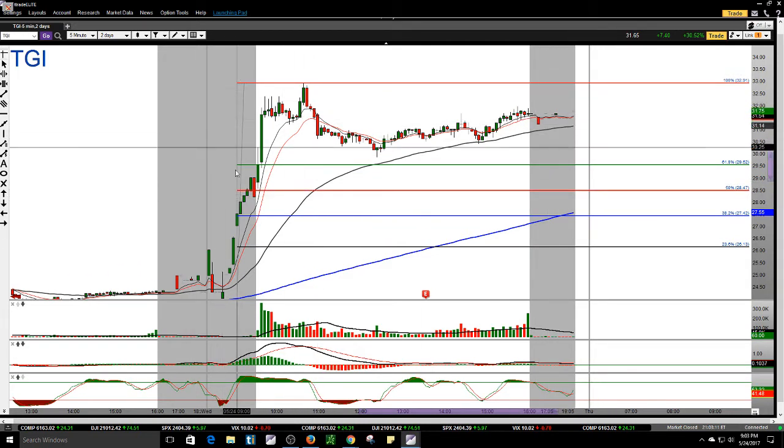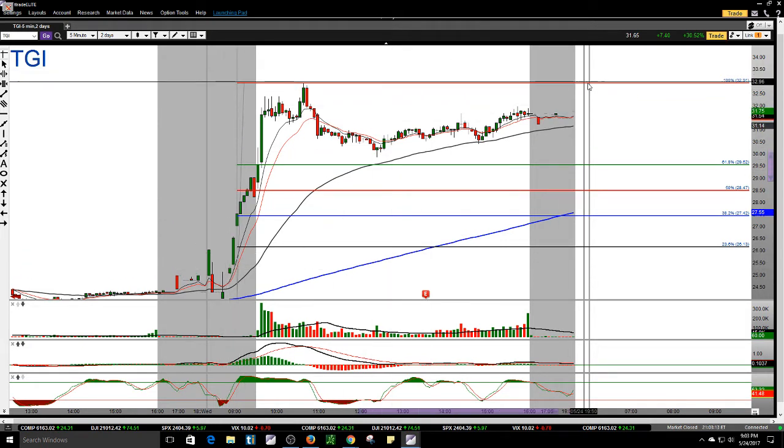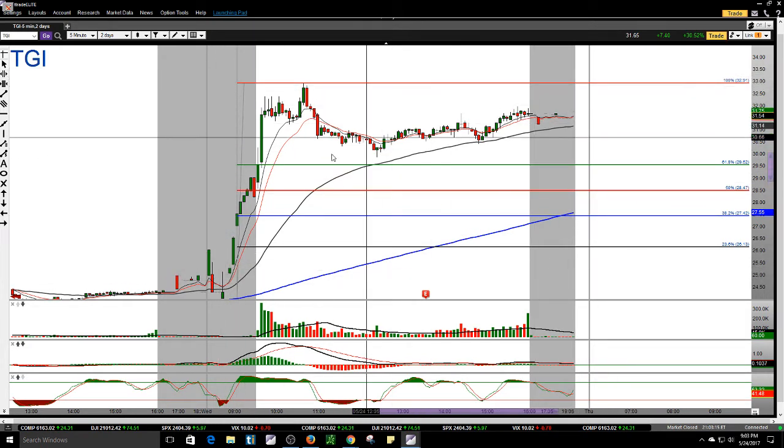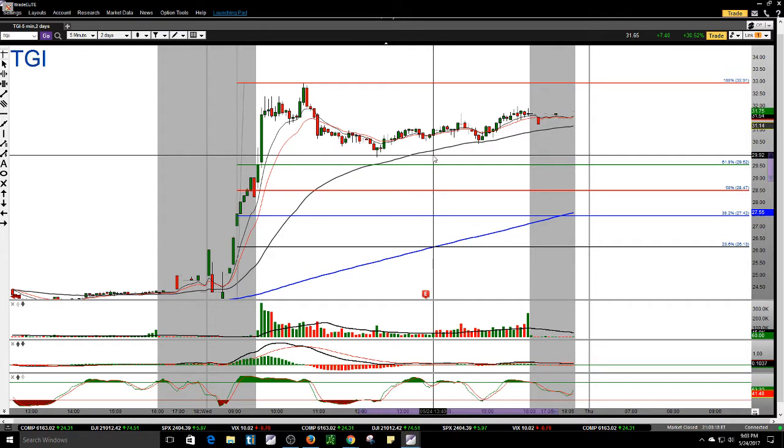Why would you be looking for a pullback off of this chart to 50%? Because it will balance out the trade. It helps the trade to settle. It helps the trade to reset indicators. It helps the trade to retrace enough to have another move to the upside.